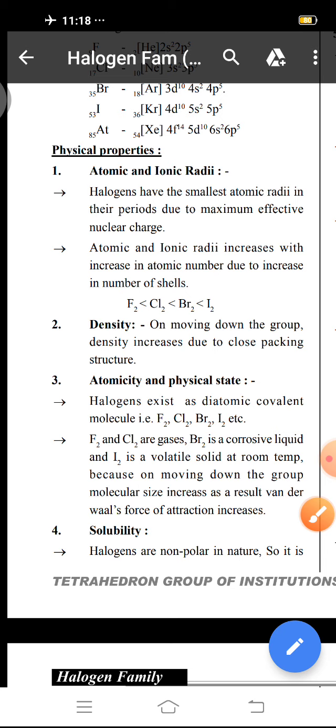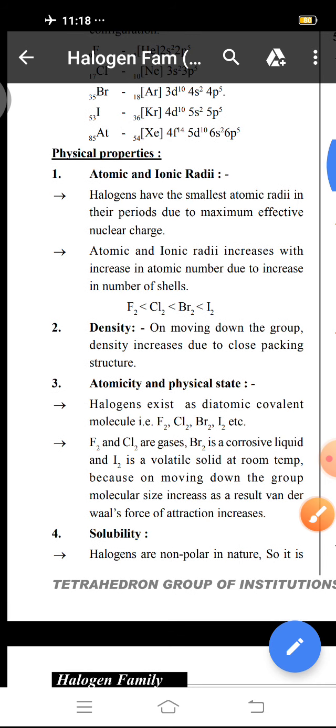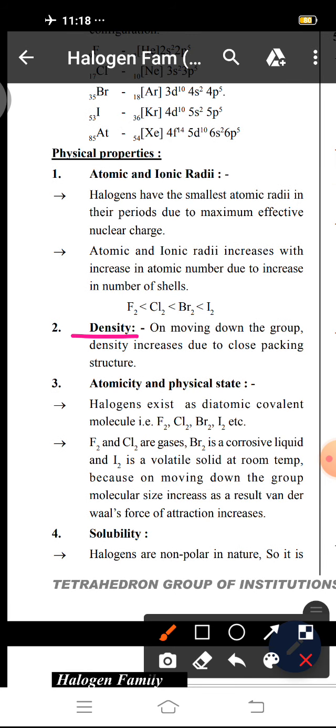Then comes the second physical property, that is density. On moving down the group, from fluorine to iodine, the density of the elements increases due to their close packing structure.